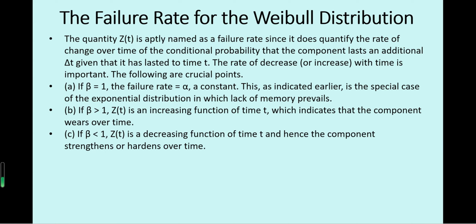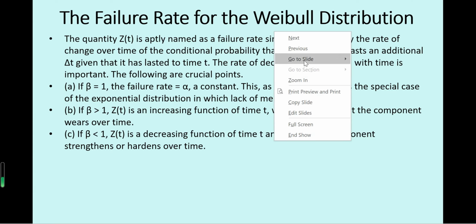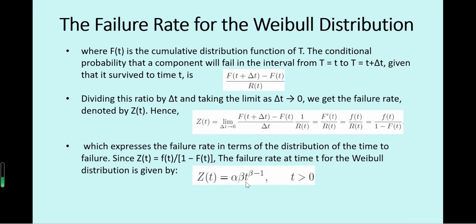So this rate of decrease or increase with time is important. So the following are crucial points. In the Weibull distribution, if beta equals 1, we can get failure rate is alpha. If we look back, beta equals 1, so C(t) equals alpha, right?